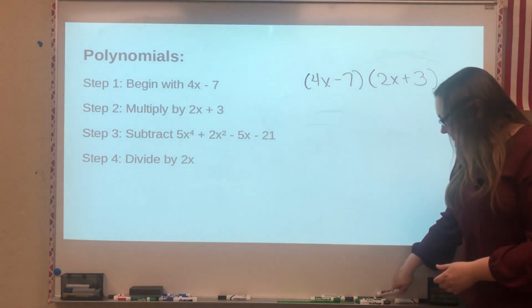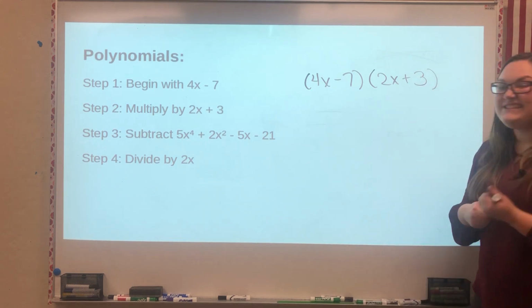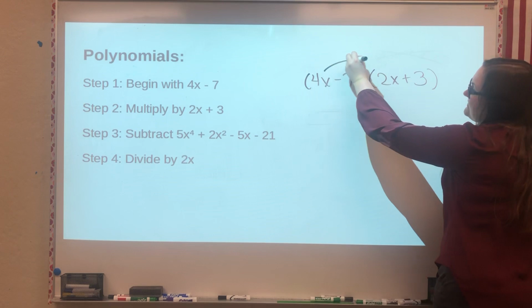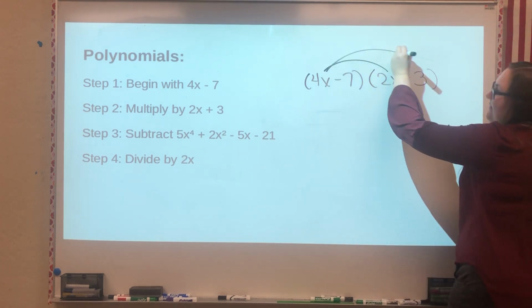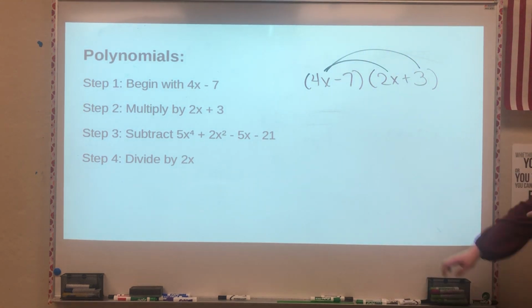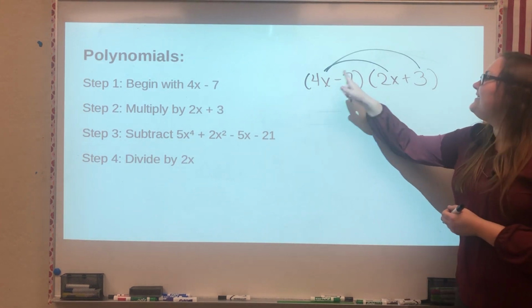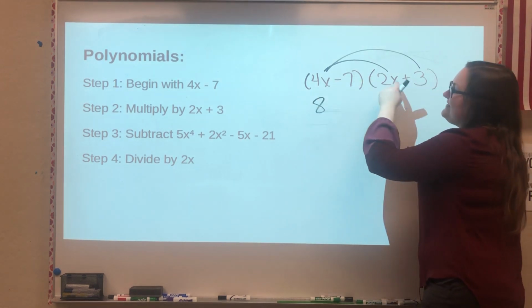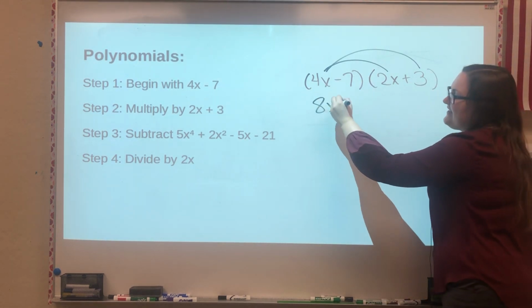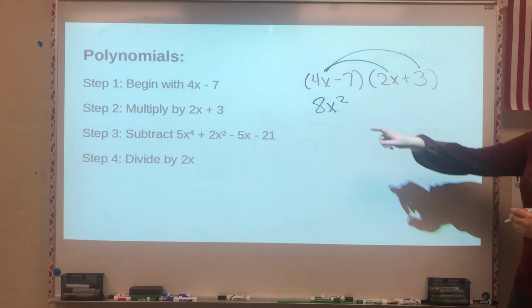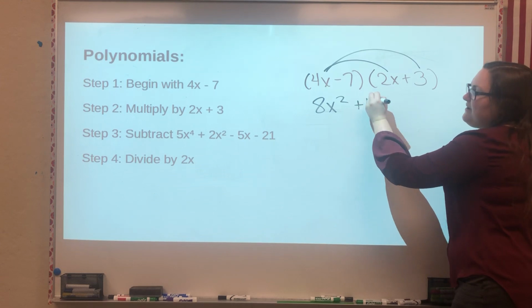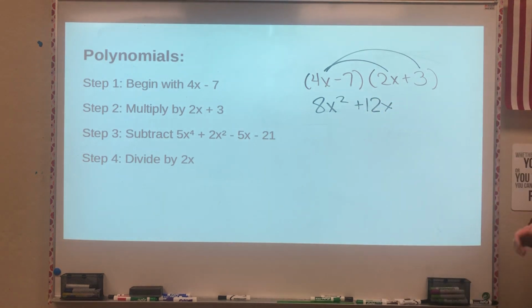When I go to multiply, we thought of it as like distributing twice. I'm going to start off by distributing my 4x to 2x and to the 3. And then afterwards, I'll distribute that at negative 7. So to start, 4x times 2x. Well, 4 times 2 gives me 8, and x times x gives me x squared. Next, 4x times 3. Well, 4 times 3 gives me 12, and I need to copy down my x.